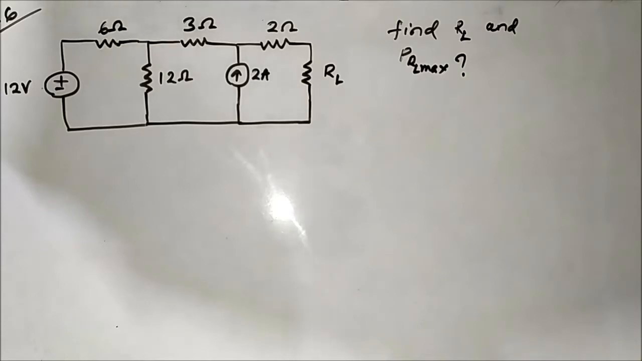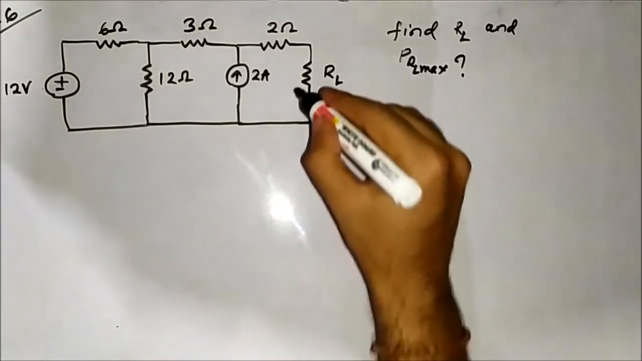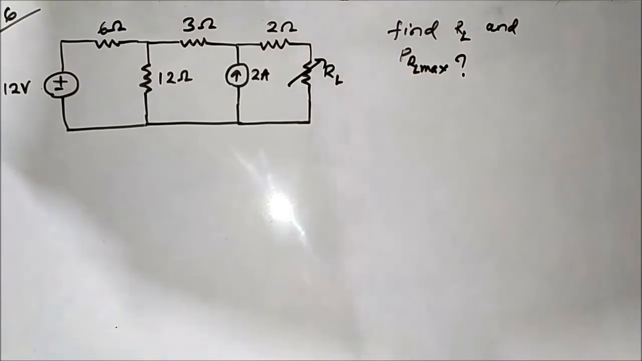So we'll continue our discussion with maximum power transfer theorem. This is the sixth question which we are going to discuss. So here we have this circuit, and the question here is to find the load resistance value such that maximum power will be transferred to this variable load and the value of that maximum power.